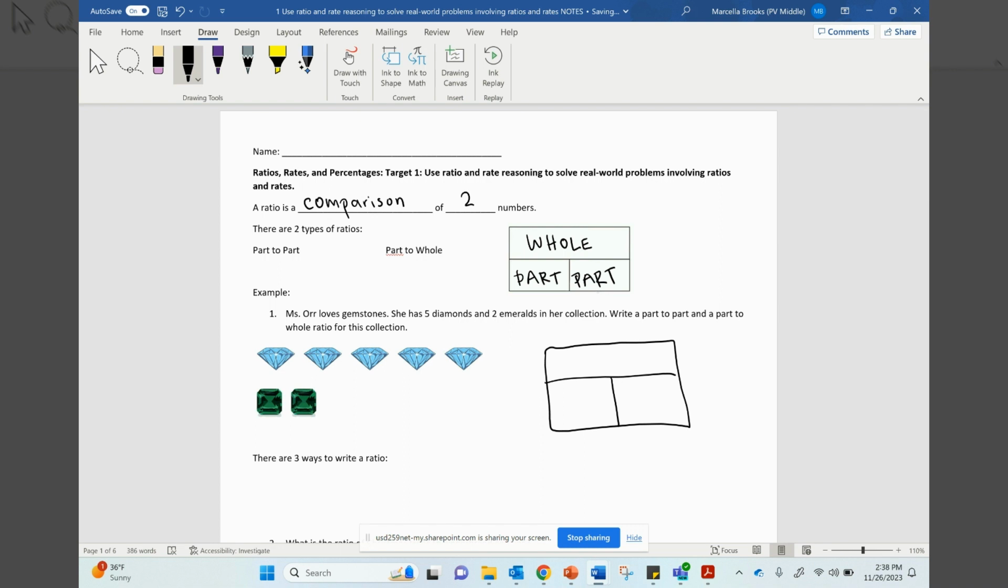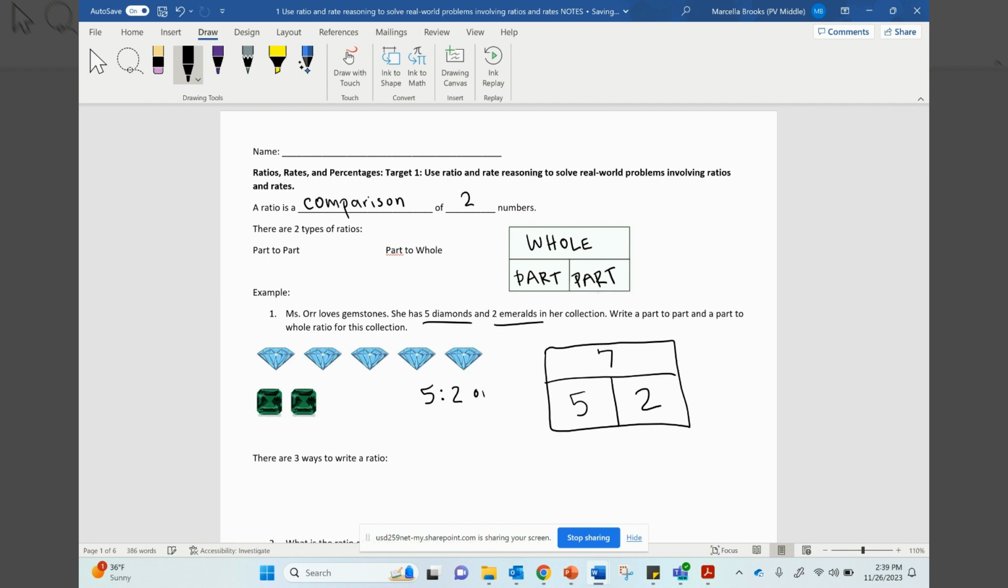So she has 5 diamonds, so that's a part, and 2 emeralds, that's another part. And if we add those together, that's going to make a whole. So what's 5 plus 2? It's 7. So if we write a part to part ratio for this collection, the ratio of diamonds to emeralds is 5 to 2. That would be a part to part.